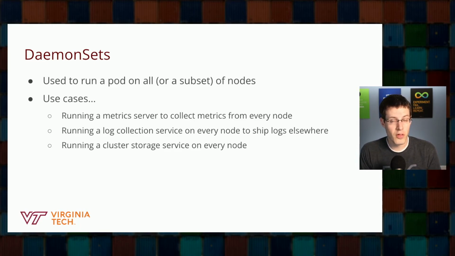I might want to run a log collection service, and this is something we do here in our clusters here on campus, that every time a node starts up, we run a little agent that collects all the logs from the pods and then sends those logs to our central logging service. And then finally, we want to run a cluster storage service on our nodes. So for example, if we want to use EFS or EBS, since we're using AWS, how do we provide those storage options to the containers?